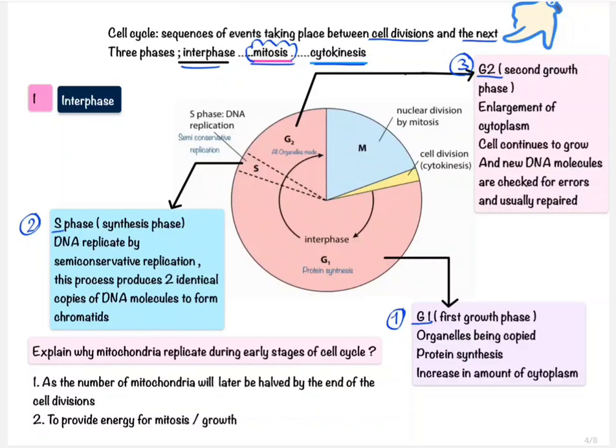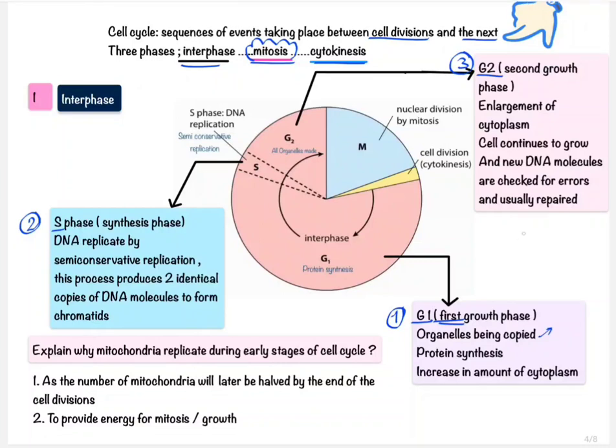For G1, it's the first growth phase, where the organelles are being copied. Why, doctor, are we copying them? It's because you're actually going to divide them. We just said there are 46 chromosomes divided, 92 divided, and we're dividing everything, not only the chromosomes. There's going to be a whole new cell with all of its organelles, cytoplasm, vacuole, chloroplast if it's a plant cell, and all that stuff. Even mitochondria, all of these have to be copied.